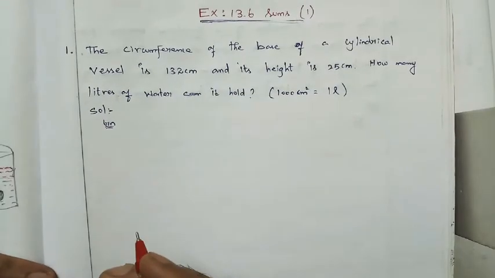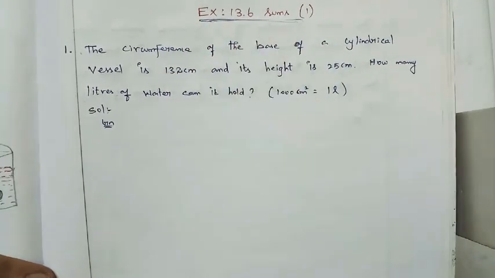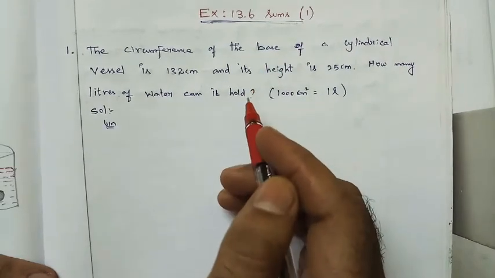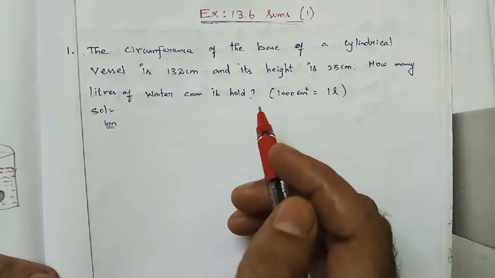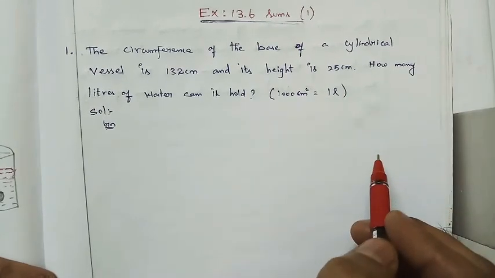Hi students, today we are going to see the sums in exercise 13.6. Exercise 13.6, sum number 1. In this exercise, we are going to discuss the volume of a cylinder. So what is the formula for the volume of a cylinder?